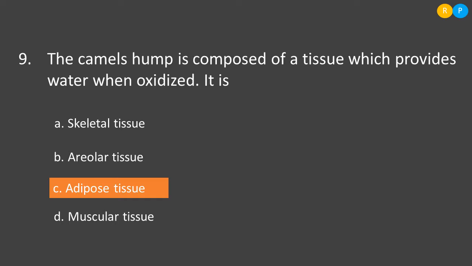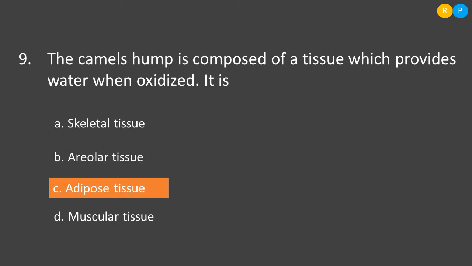Is the ninth question. The camel's hump is composed of a tissue which provides water when oxidized. So camel is a xeric animal. That means it is habituated to the desert. So in the desert, because of the conservation of water, the camel shows some modifications in its body, that means adaptations. Those adaptations help the animal to survive in a xeric environment. One such adaptation is the presence of the hump. The hump helps in radiating the sunlight away from the body so that it can survive in the xeric environment.